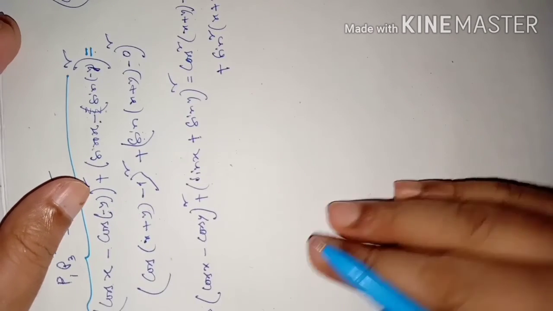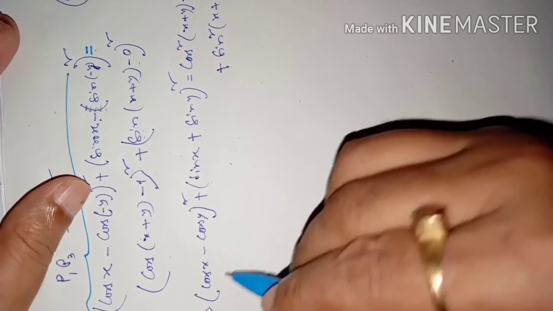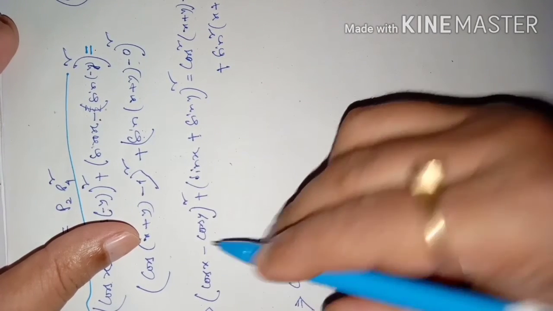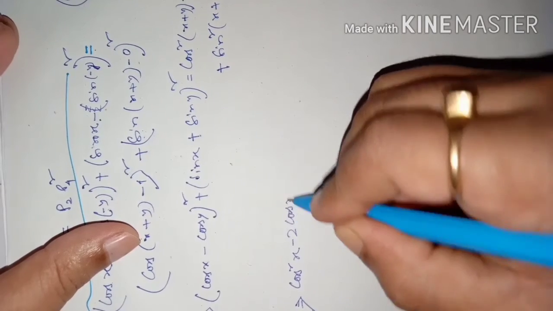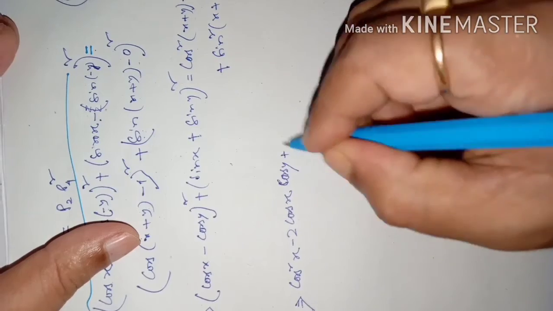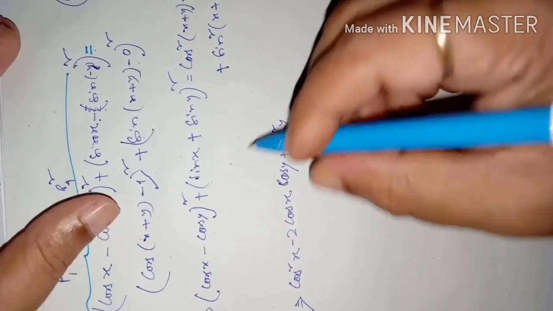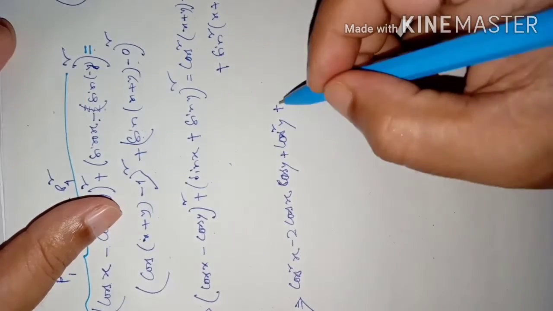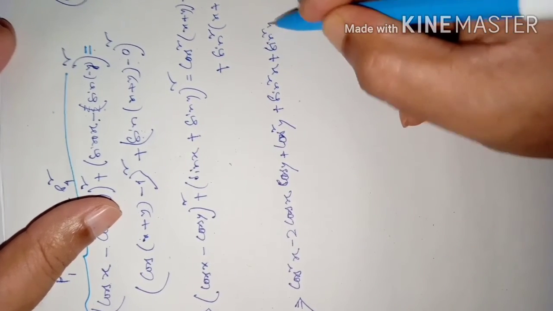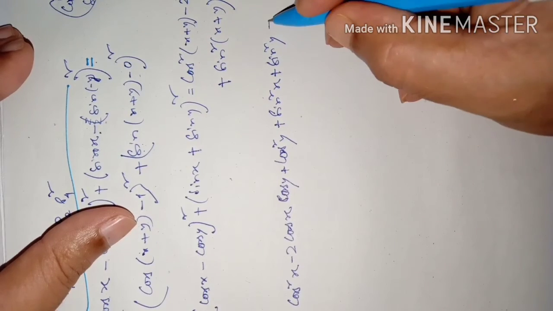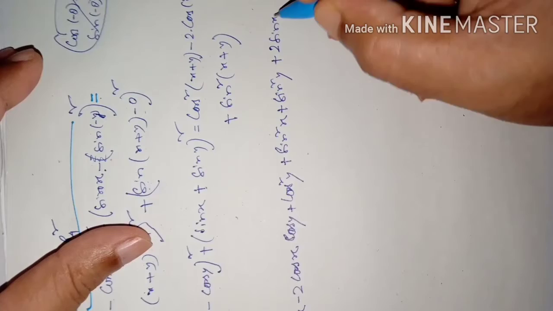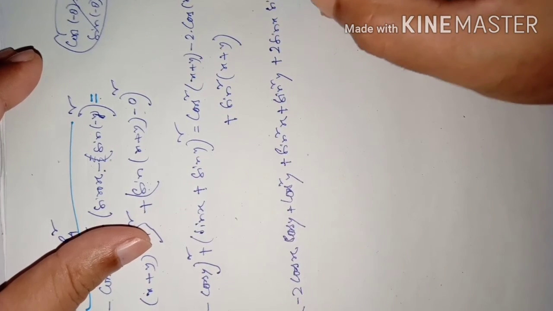Now we have to expand this line again. Expand this, what will it be? Cos square x, then minus 2 cos x cos y by the a minus b whole square formula, plus cos square y, then plus sin square x plus sin square y, then plus 2 sin x sin y by the a plus b whole square formula.